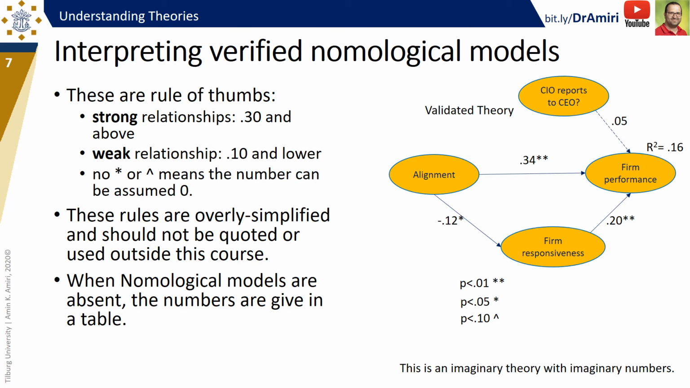Often the practitioners, managers, want to know the strengths of the relationship between two constructs. For example, here, how strong is the influence of alignment on firm performance? You want to know as a manager how strong is the influence of alignment on firm performance, firm responsiveness. That helps you to figure out how much you want to invest in alignment. Should you go for a high investment or a low investment?